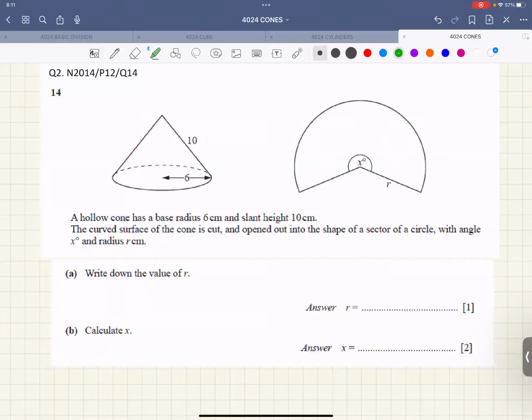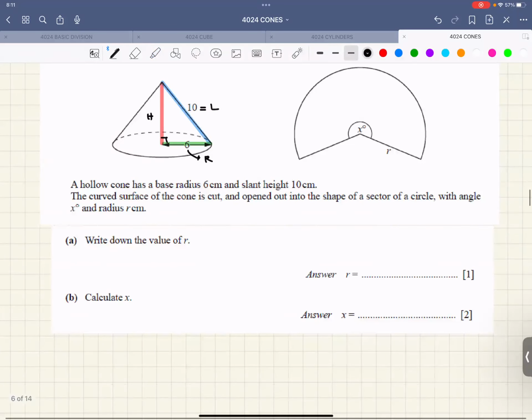Now, first of all, let me just make thin lines. Let me draw a vertical line like this. Let me draw a blue line like this. Actually, let me draw a green over here. And let me draw a blue over here. Now, this 10 is actually the slant height. This 6 is actually the radius. And the perpendicular height is h in case they need this.